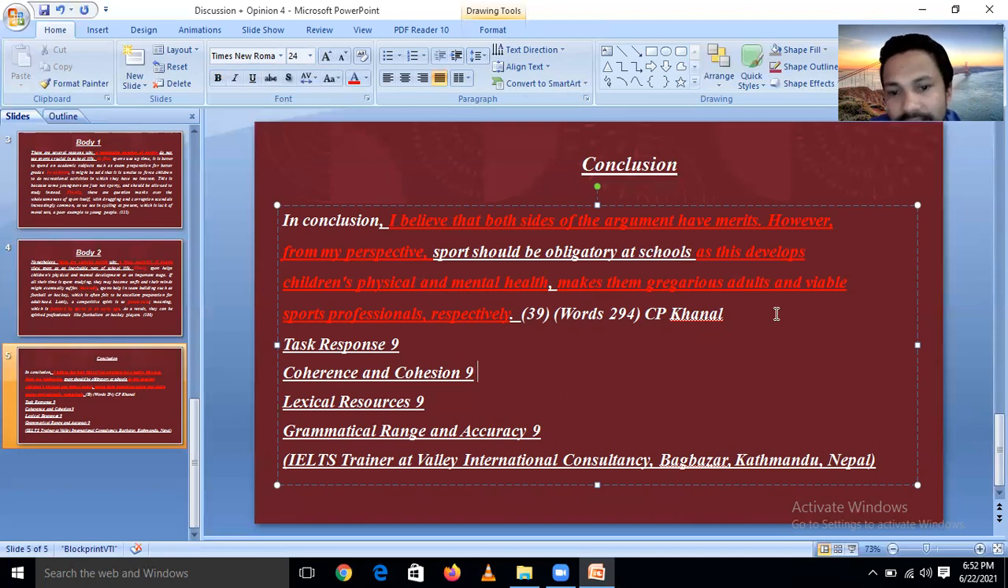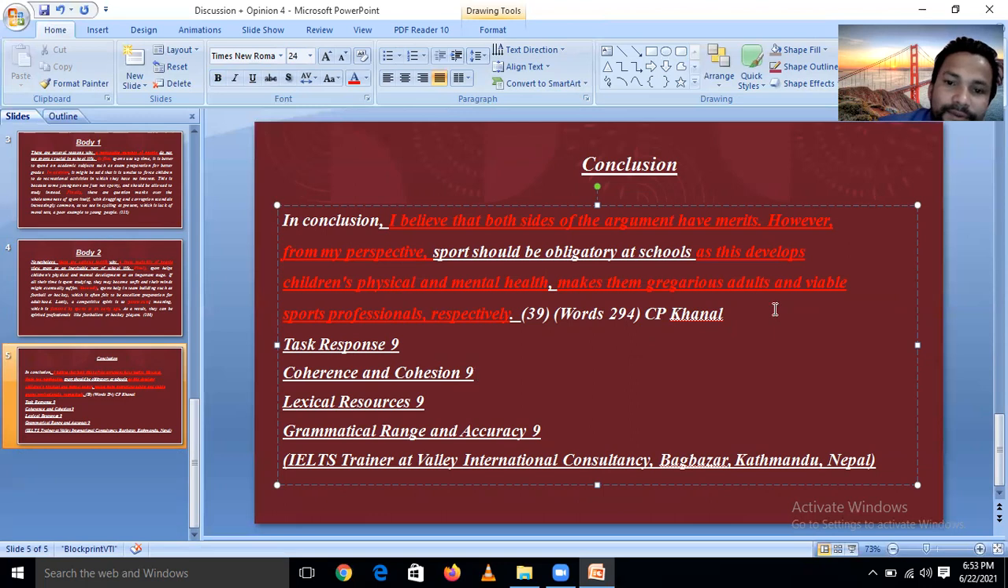So this essay has 294 words, and this is a perfect band 9 sample essay. Task response band 9, coherence and cohesion band 9, lexical resource band 9, grammatical range and accuracy band 9. So I suggest you write this essay step by step. Okay, do not just watch it, write step by step. This will greatly help you in your writing.